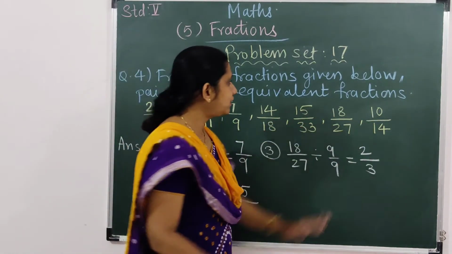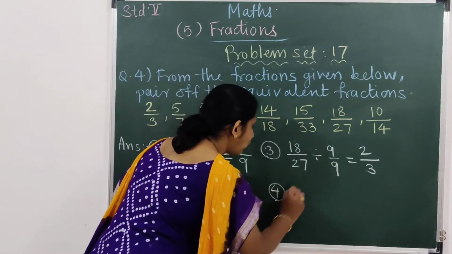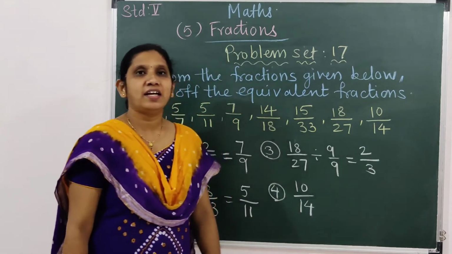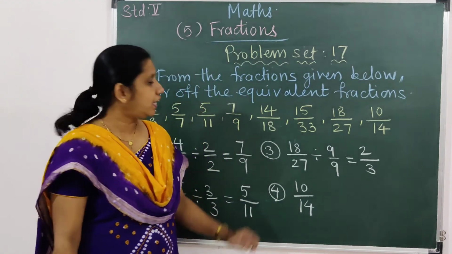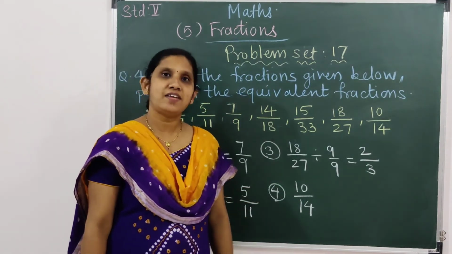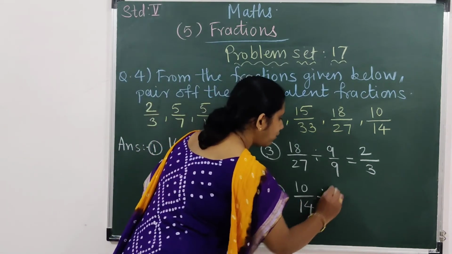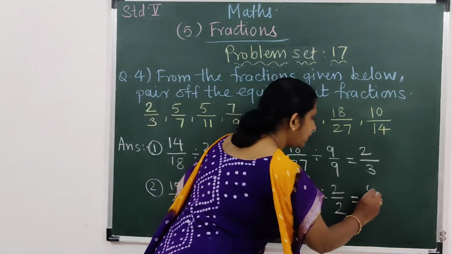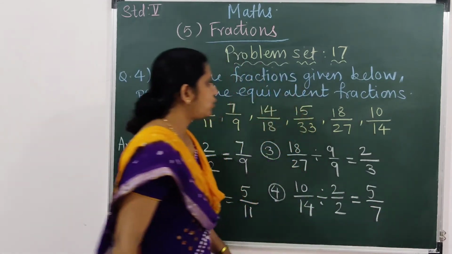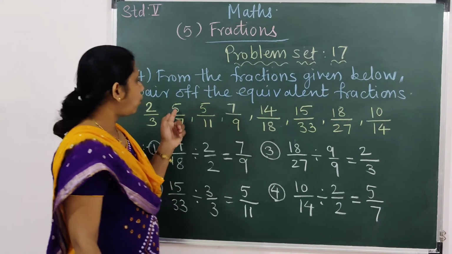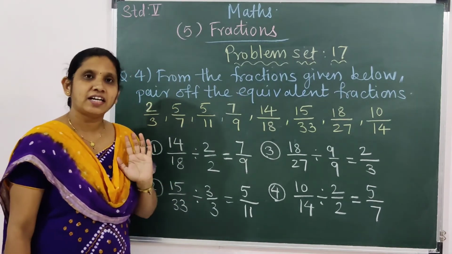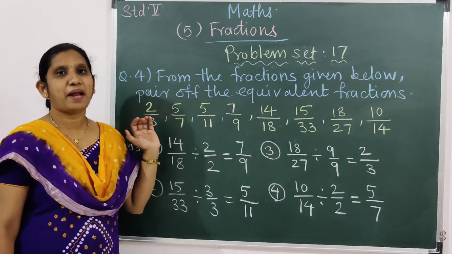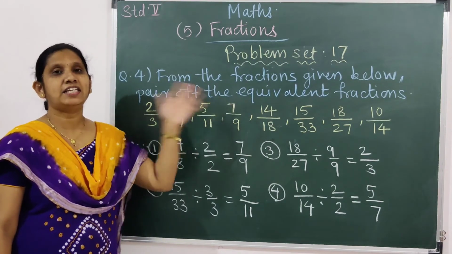Now only one fraction is left. We'll study that also. 10 upon 14. 10 and 14 are in the table of 2. It means 10 and 14 are divisible by 2. So divide by 2 upon 2. 2 5s are 10, 2 7s are 14. So your answer is 5 upon 7. Is it very clear to you all, children, how to obtain the equivalent fractions if the list is provided?